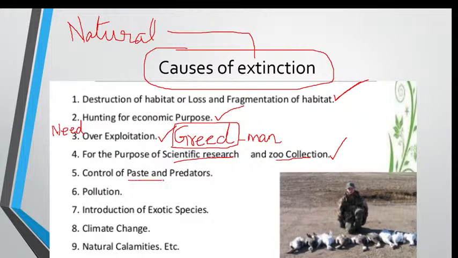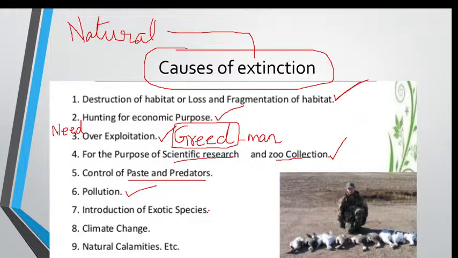Then control of pests and predators. As I said earlier, if there is no proper balance in the food chain, if there is an increase in predators, that will affect the animals in the lower trophic levels. Then the sixth one is pollution. That is very important. And nowadays the pollution is reduced, as I said, because humans are locked in houses. Pollution will lead to a decline, or it is a threat for plants and animals, like vehicle pollution, industrial pollution, pesticide pollution, etc.